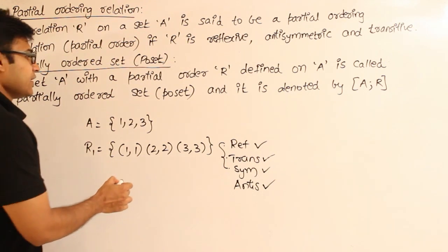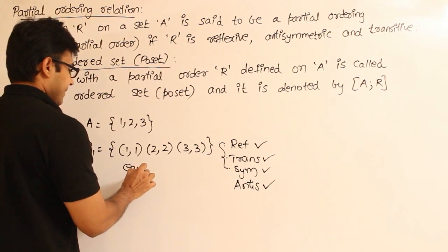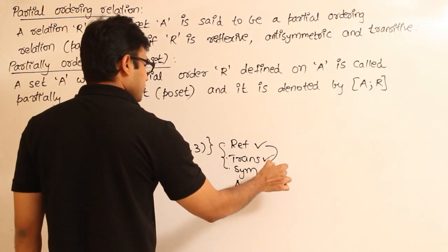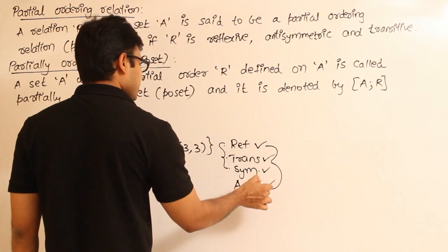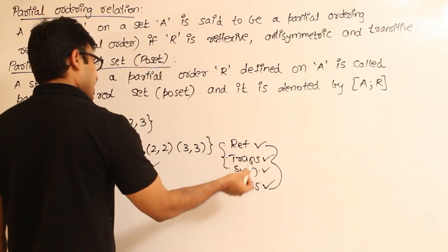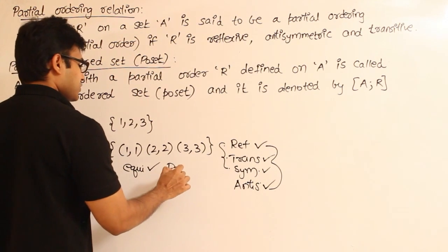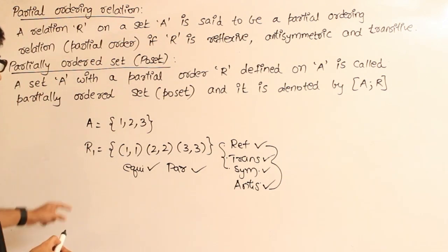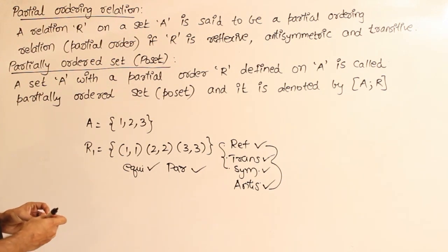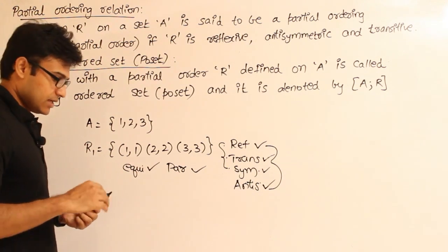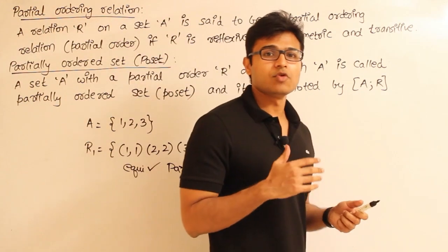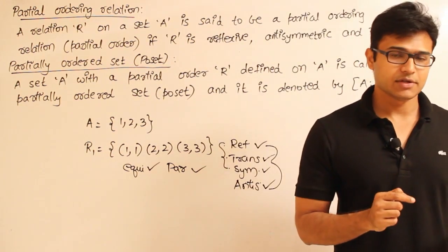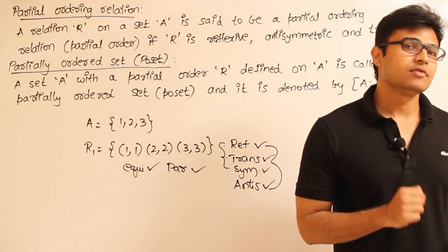So R1 is definitely an equivalence relation. And since it is reflexive, transitive and antisymmetric, because of these three properties, I can say that it is a partial ordering relation. Therefore, this relation R1, which contains only the diagonal elements, is an example of a relation which is both partial ordering as well as equivalence. In fact, this is the only relation which is both partial ordering and equivalence.